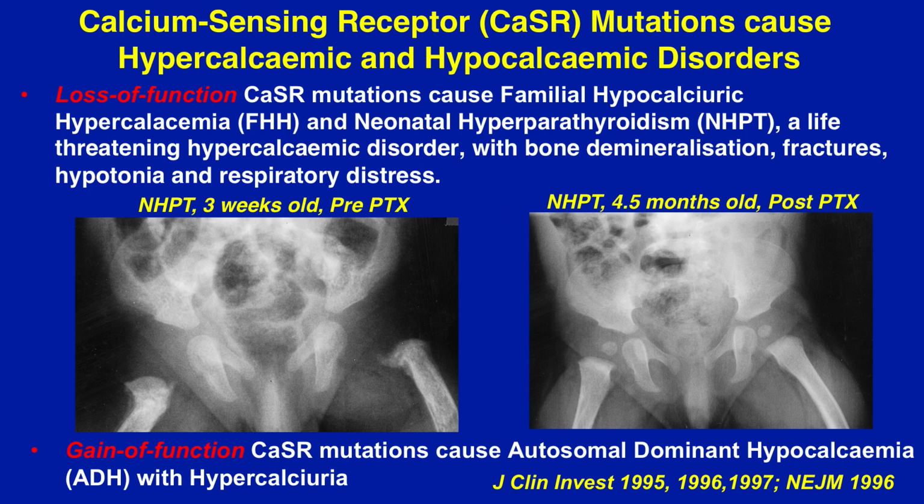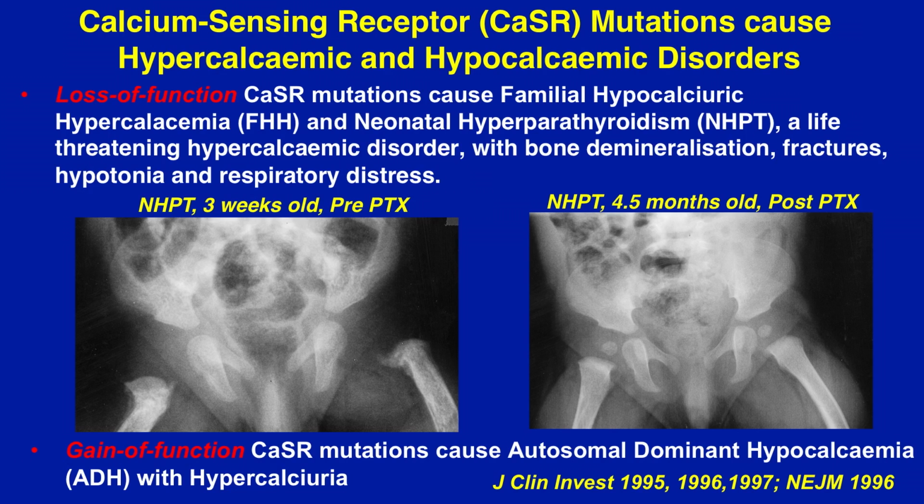This is a child at the age of 3 weeks, has got very high calcium, high PTH, and look at these terrible bone erosions that this poor child has got over here. And this needs urgent parathyroidectomy, at least it used to in the old days. Nowadays we can temporize a little bit with a few drugs.